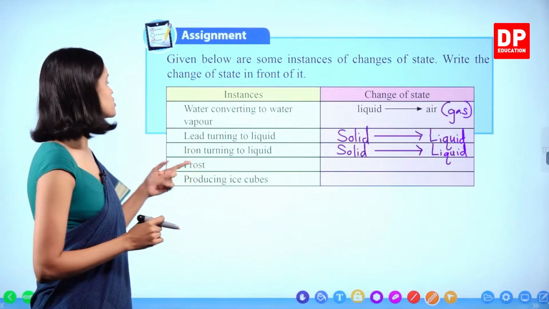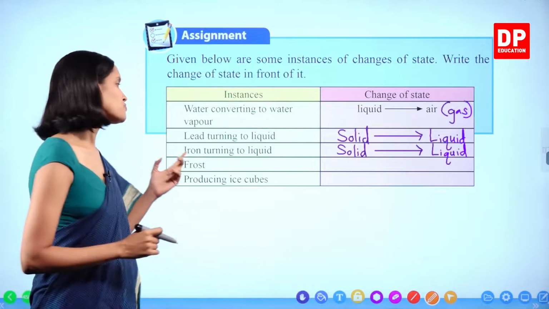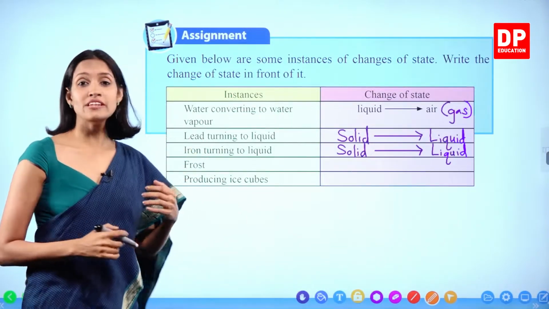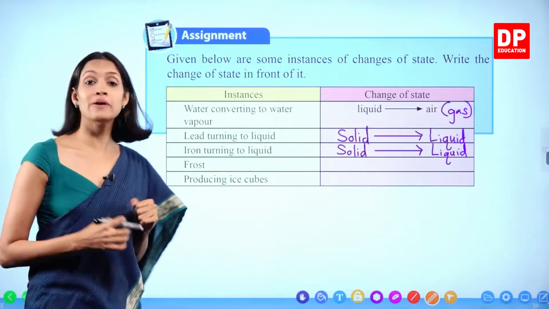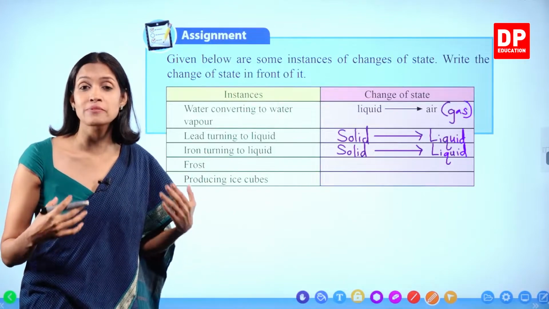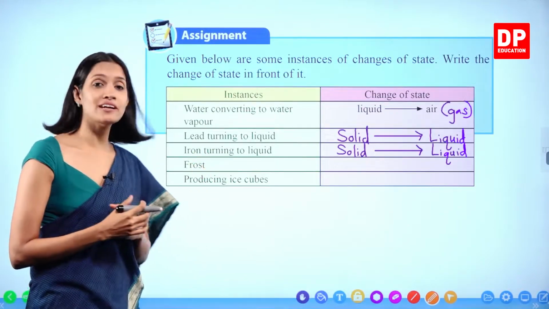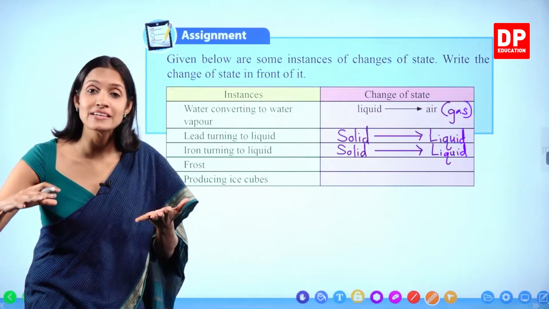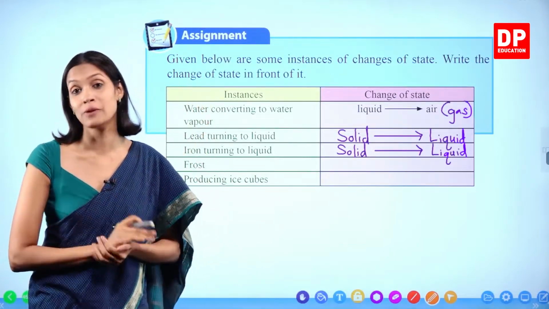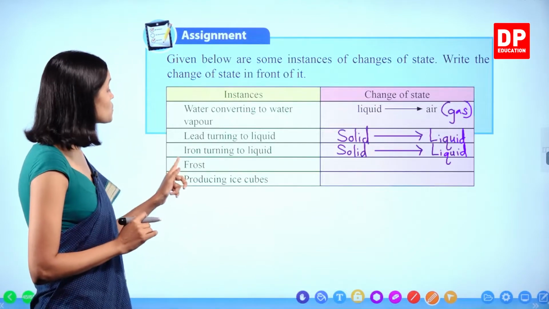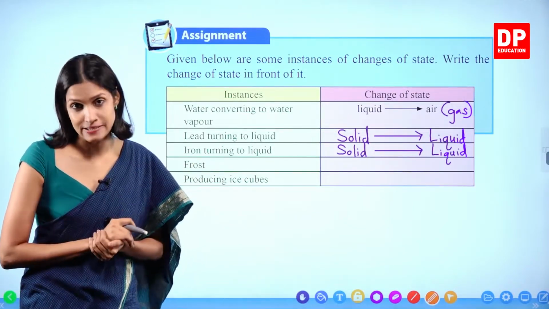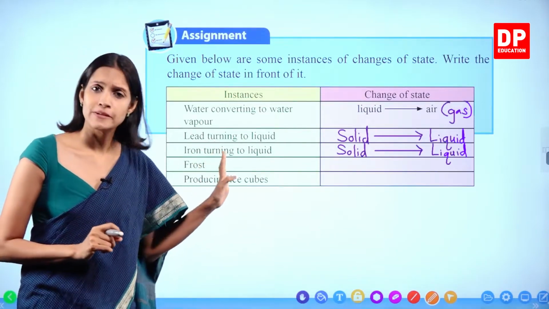Frost. Formation of frost. How is frost formed? What is frost, children? Frost means, normally in our country we can't see this frost, but in cold countries we can see. In the morning sometimes we can see, in the cold countries, a thin layer of ice formed on plant leaves, and it covers the whole plant sometimes. This is known as frost, a very thin layer of ice. Okay, children? So what happens there?